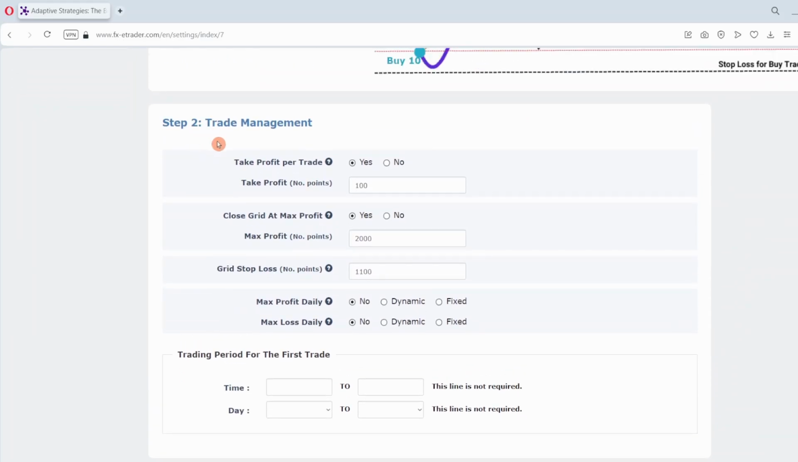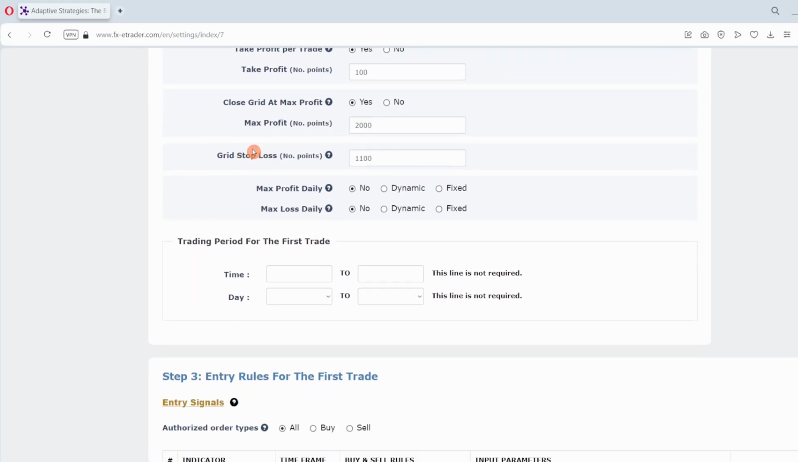In step 2, we will define the parameters of our profit. The take profit per trade is the number of take profit points for each trade. We will keep 100 points. We activate the parameter, close grid at max profit, to define a global take profit of the grid. The bot will close all orders in the grid when the total profit reaches the threshold of max profit. The grid stop loss corresponds to the stop loss for all orders.